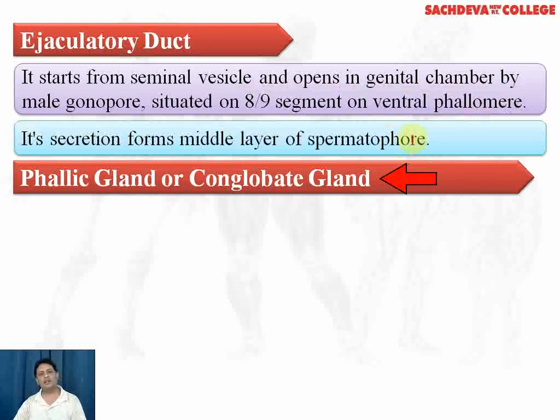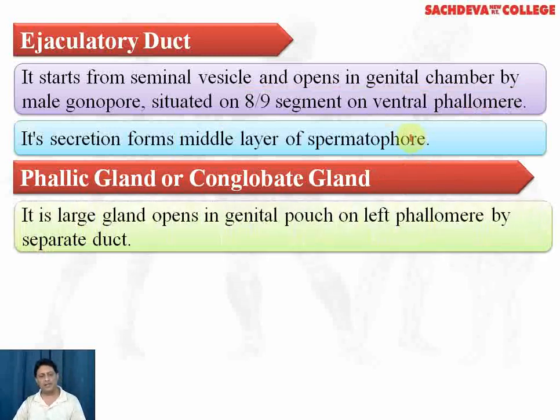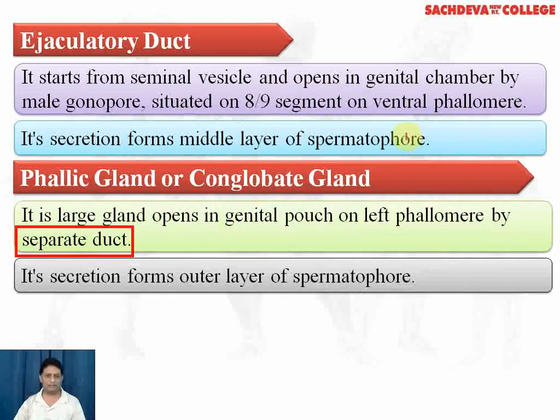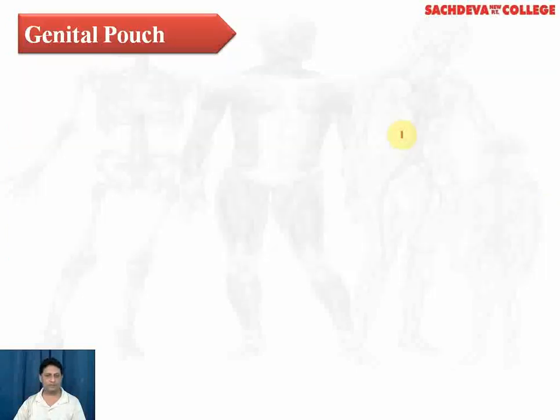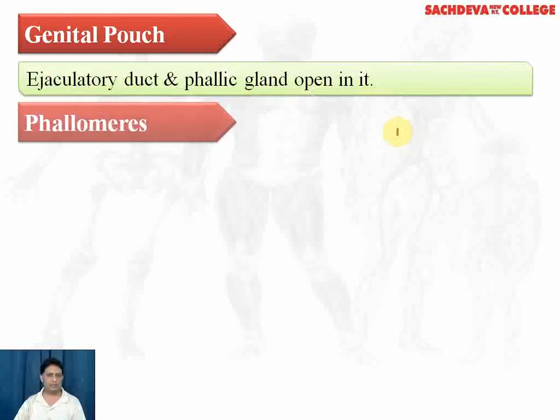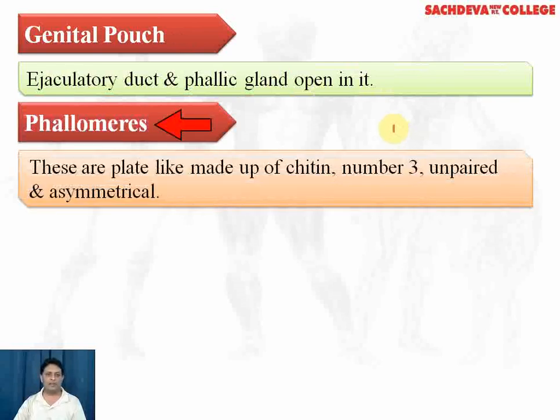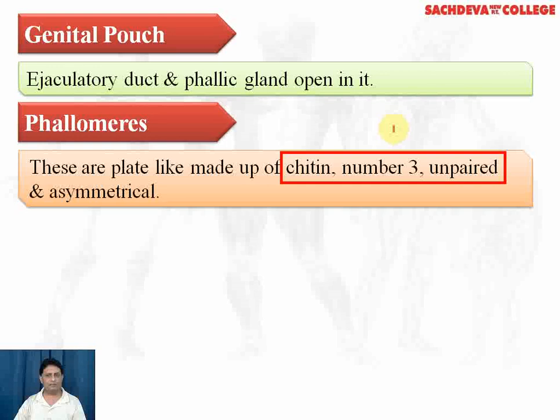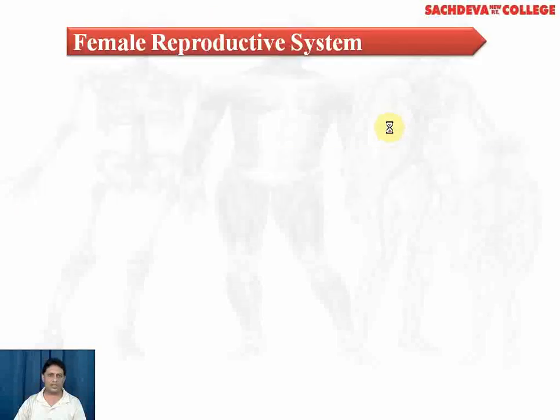Coming to the phallic or conglobate gland. It is a large gland which opens in the genital pouch near the left phallomere by a separate duct. Its secretion forms the outer layer of the spermatophore. The ejaculatory duct and the phallic gland open in the genital pouch. The phallomeres: these are plate-like structures made up of chitin, 3 in number, unpaired and asymmetrical.